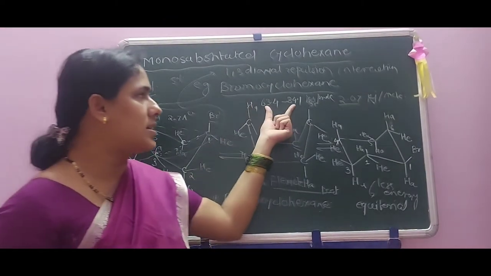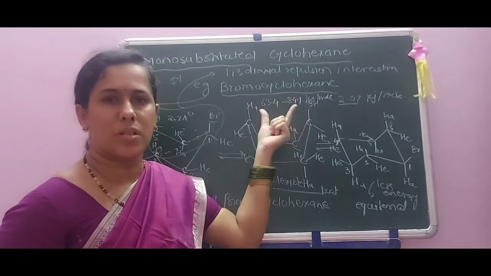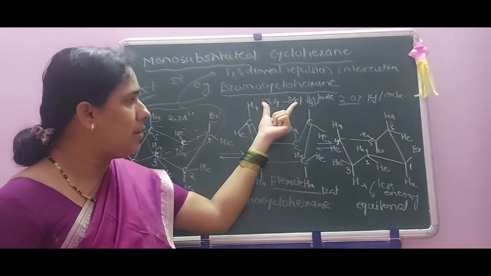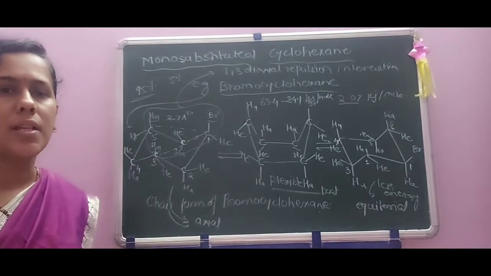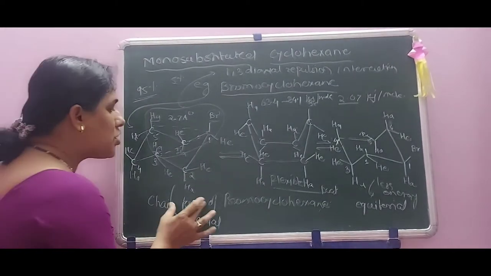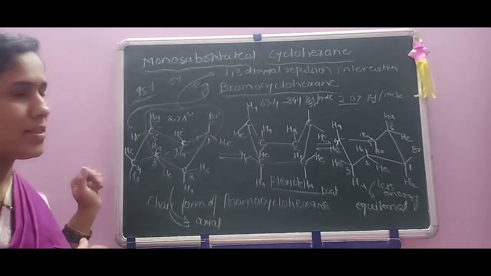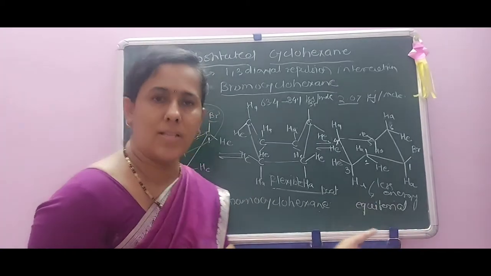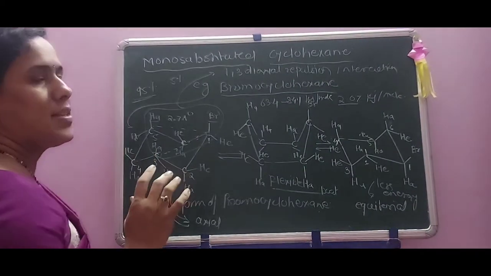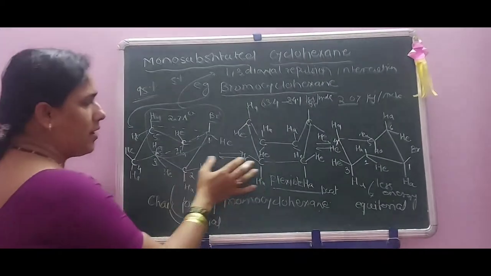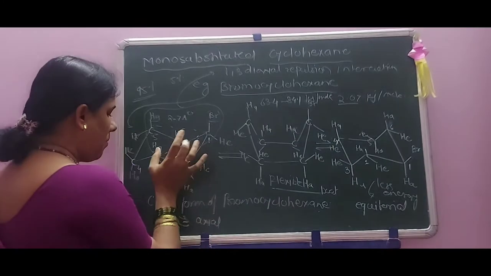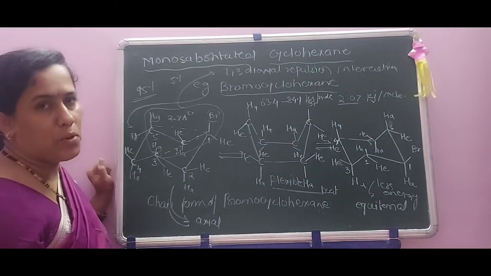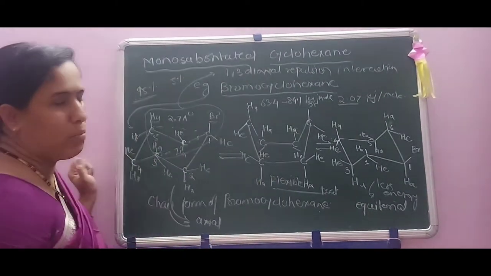That is, between these values, the average potential energy value for bromocyclohexane, whatever the strain or energy of a particular chair form, is very, very less. Therefore, the most stable equatorial form of bromocyclohexane exists. There is a dynamic equilibrium between the chair form of bromocyclohexane and the equatorial form of bromocyclohexane via a flexible boat formation.